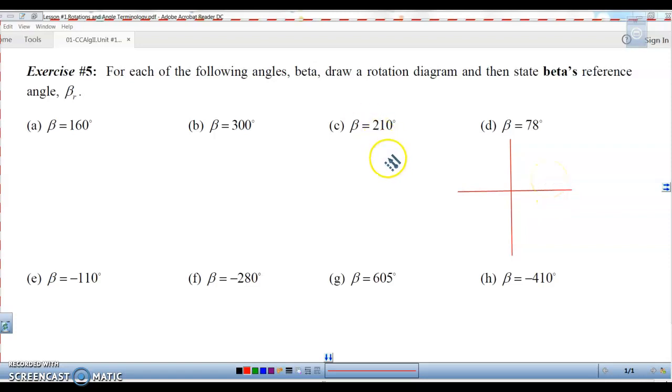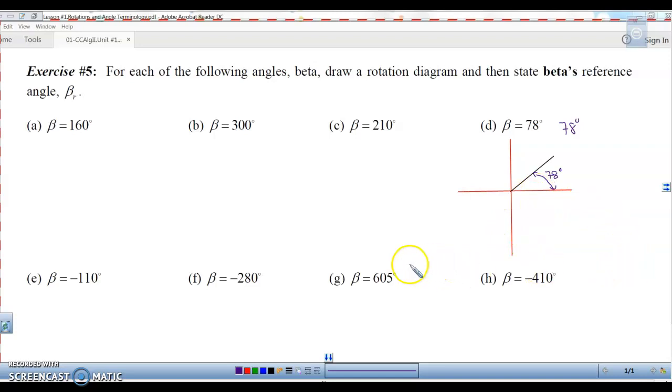So if I draw the angle of 78 degrees, let me put this in black so you can see what I'm doing. 78 degrees would be like this, and remember rotations go counterclockwise from the positive x-axis. So this would be the rotation of 78 degrees. Now, what would the reference angle be for this one? Well, how far it is from the x-axis would also be 78 degrees. That's an unusual one because it's in the first quadrant. You can see that it is from this x-axis.